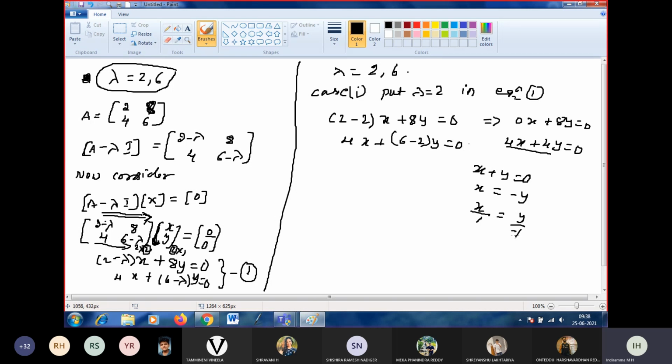Correct? Yes, ma'am. So x is equal to 1 and y is equal to minus 1. This is what we got as the x and y values. So X1 is equal to 1, minus 1. Right? Next we have to find the second set. Any one equation you can consider from this. If you consider the first equation, you will get only the y value. You cannot get the x value. That's why I consider the second equation. This is one set of eigenvectors we got for the eigenvalue lambda equal to 2.